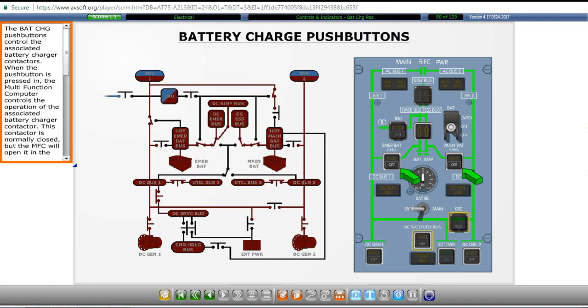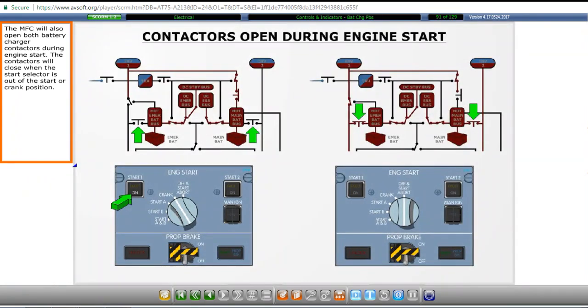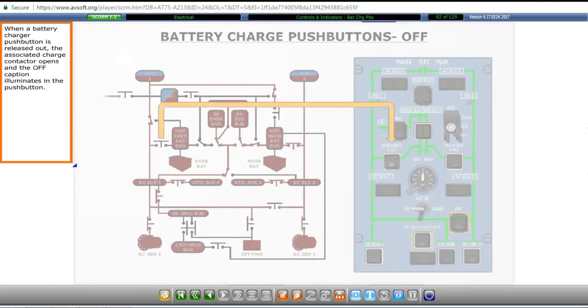The battery charge push buttons control the associated battery charger contactors. When the push button is pressed in, the multifunction computer controls the operation of the associated battery charger contactor. This contactor is normally closed, but the multifunction computer will open it in the event it detects thermal runaway of the battery. It will also open a battery charge contactor if the associated DC main bus voltage is less than 25 volts, or if the main battery switch is in the override position. The multifunction computer will also open both battery charger contactors during engine start. The contactors will close when the start selector is out of the start or crank position.